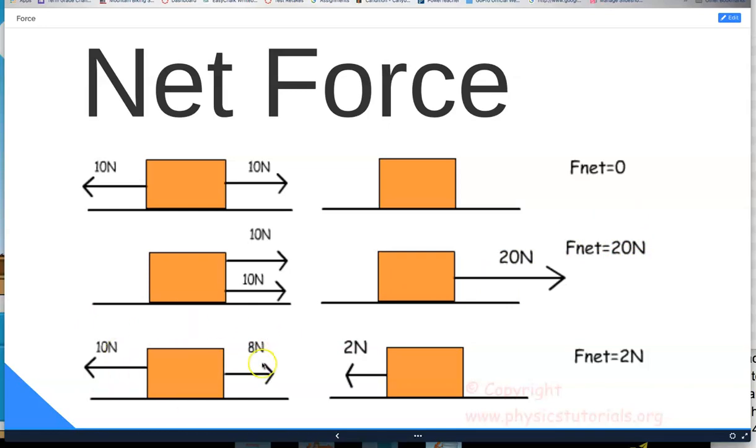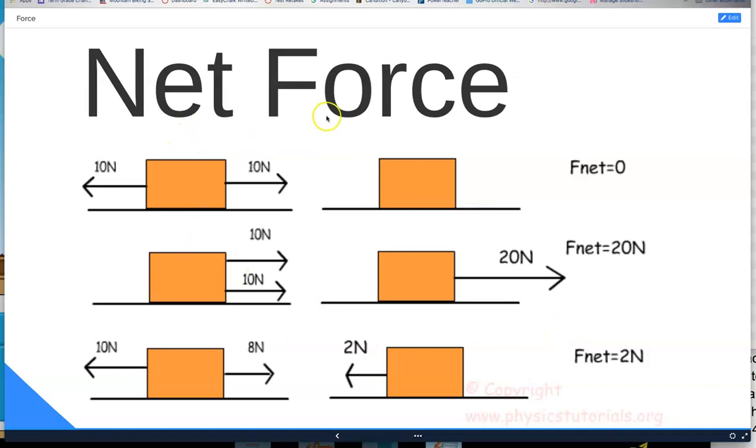Now this bottom one is kind of wrong. I don't like it that much. We have 8 newtons in the positive direction, 10 newtons in the negative direction. So that means our net force is 2 newtons in the negative direction. So this answer, it should really be 8 newtons plus negative 10 newtons, and this should really be negative 2 newtons. So that's what we've got there.